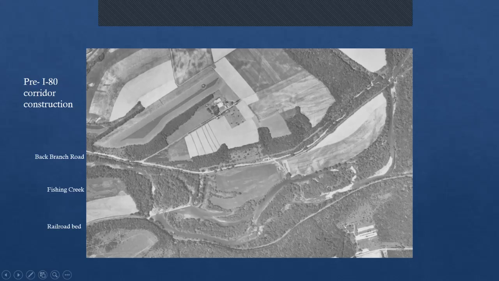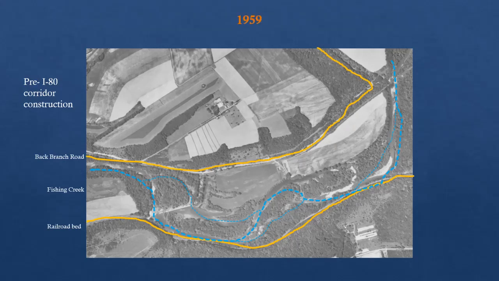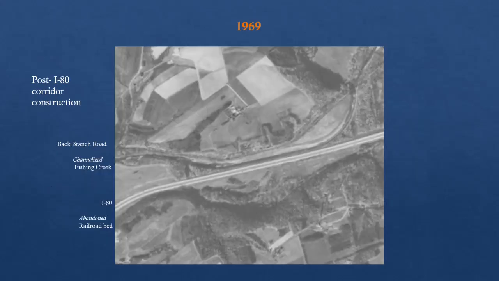And if I skip ahead here to 1959, you'll notice not much has really changed. The stream has adjusted a little bit, but overall it's pretty stable. It is moving throughout the floodplain pretty freely and not really causing any damages. However, just 10 years later in 1969, 80 was put in. You can see there's a pretty big drastic change in the landscape.